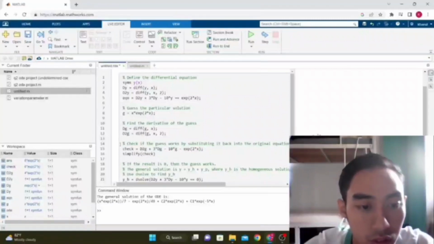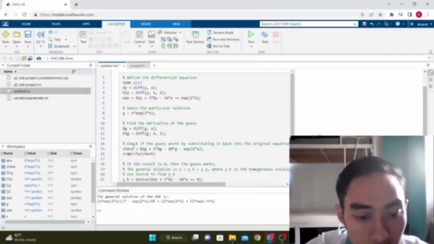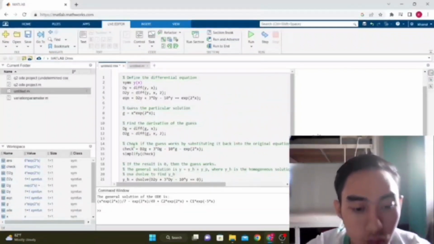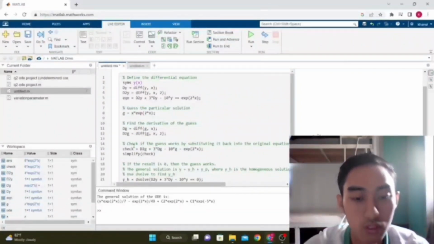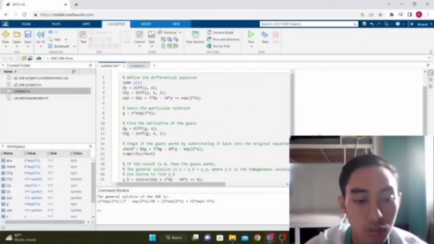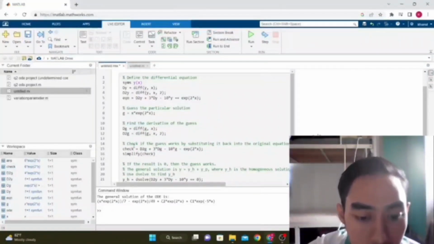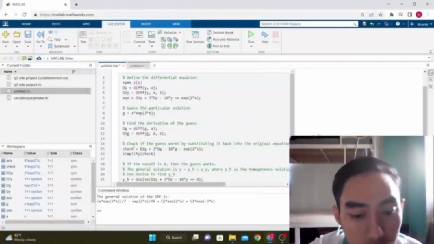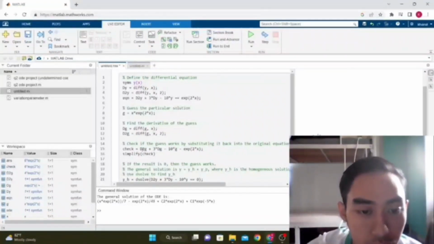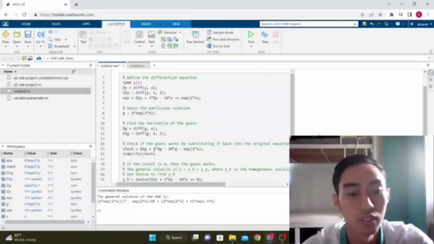Alright. So the next one is on line 14. The guess is substituted back into the original equation to see if it works. The simplify function is used to simplify the expression. If the result of this line is equal to 0, then the guess works. So here is the simplified result.